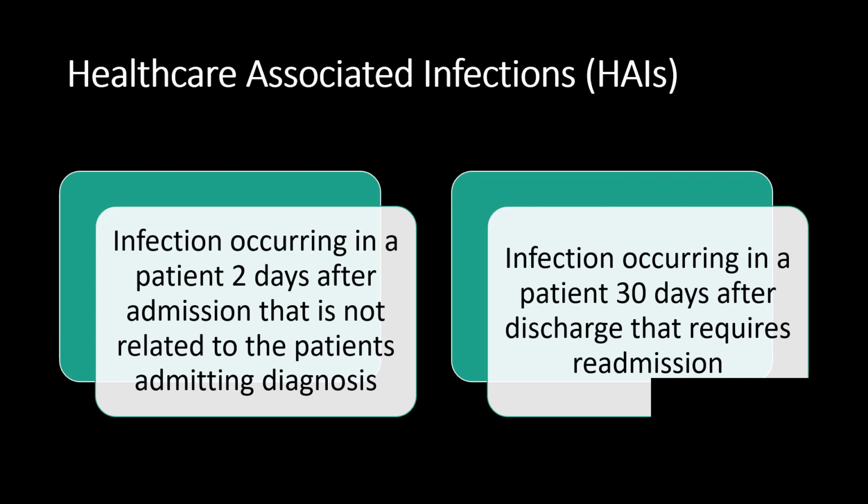So let's define hospital-associated infection. It's an infection occurring in a patient 2 days after admission that is not related to the patient's admitting diagnosis. The second part of the Omnibus Act addresses infections occurring in a patient 30 days after discharge that requires readmission.